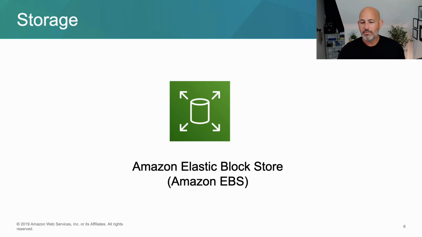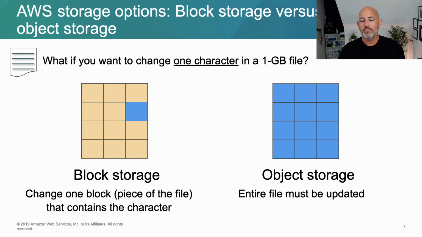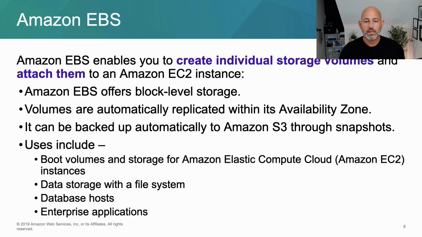So let's first get into EBS. The idea here with EBS versus object storage is you can change a small amount of data. Object, it's all or nothing. So if you had a terabyte file inside of S3, you would have to change the entire terabyte file. Block storage, you just change a little bit of it. EBS enables you to create individual storage volumes and attach them. What's nice about this is that you can do a lot of things that you would typically do to a traditional file system, right? You can do snapshotting, you can back them up to S3, and you can use them as a boot volume. You can host databases on them, all kinds of really powerful things with EBS.